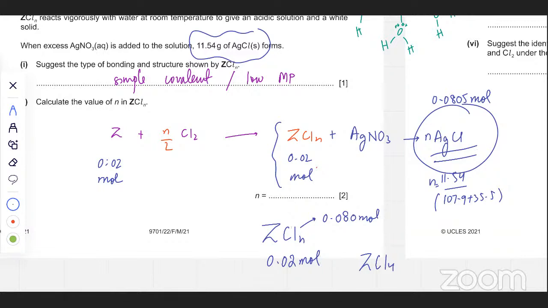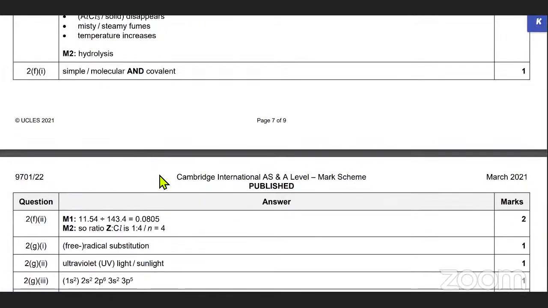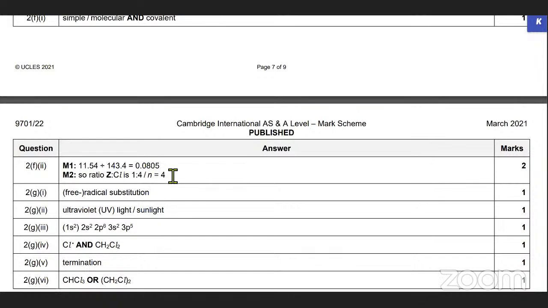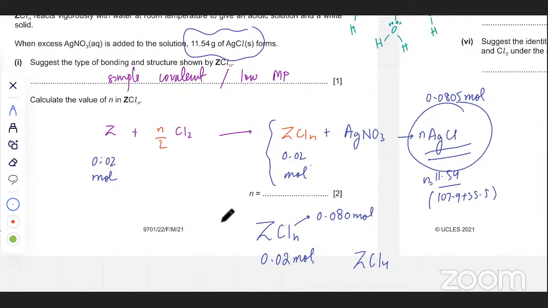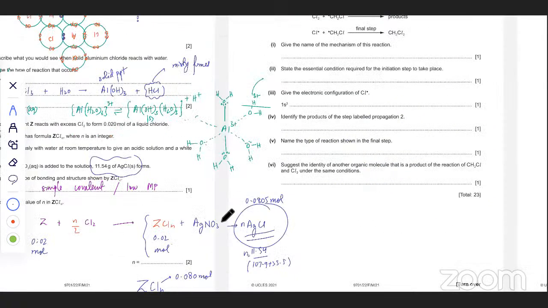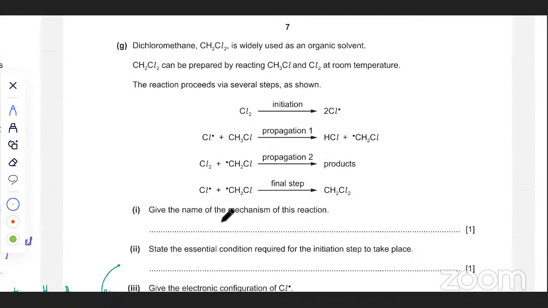So now we can quickly check in the marking scheme whether we got the N right or not, or did we make any mistake. Our N is fine, that is four. There's nothing wrong with this. And the surprising thing is that we're still at question number two, so we're not moving really fast. Let's move to the next question, which is G, and this is about free radical substitution.